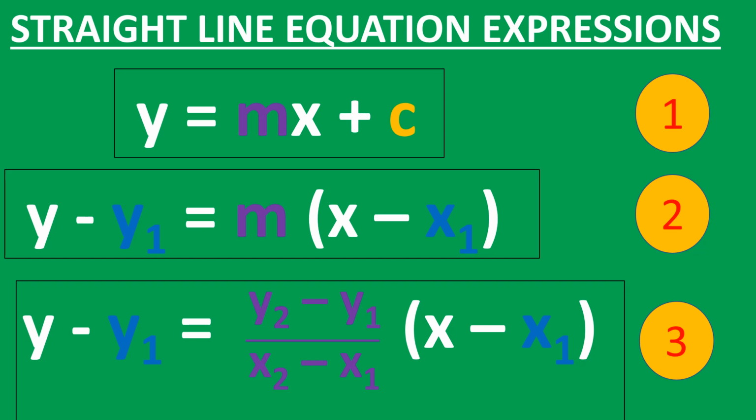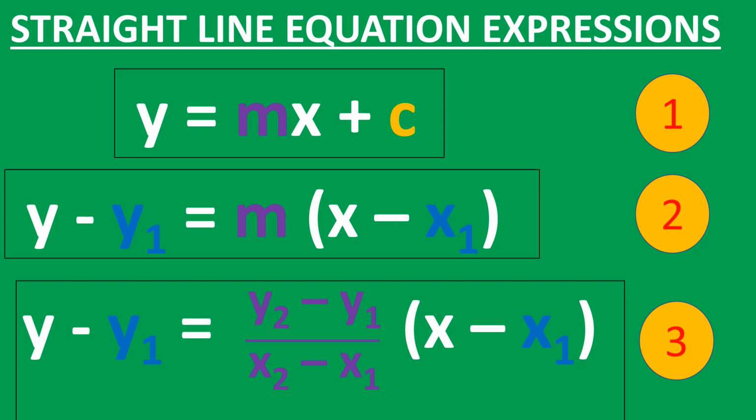The second one, which is y minus y1 equals m into the bracket x minus x1, is called the point slope form of the straight line equation. What is the point? The point is simply x1, y1, and then the slope, which is also the gradient, is m.